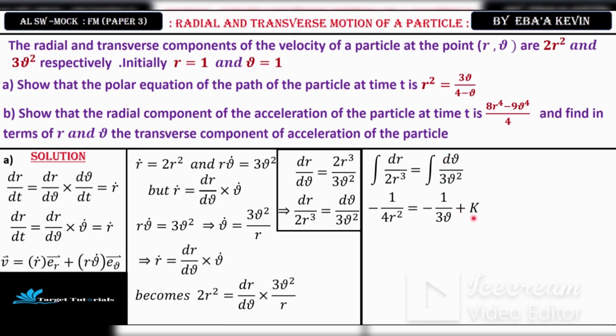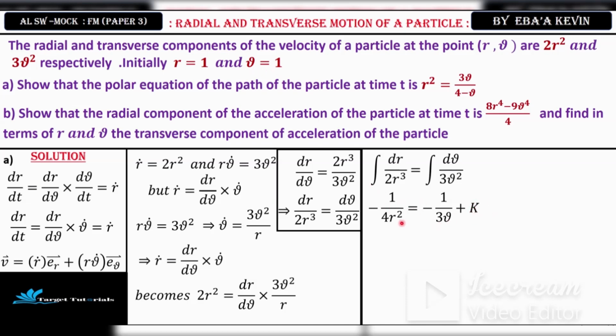We have to obtain this constant of integration. How can we obtain it? We have to take note of the initial conditions given to us. Initially we are given r equals 1 and theta equals 1 as well, so we can obtain the constant of integration from those initial conditions.